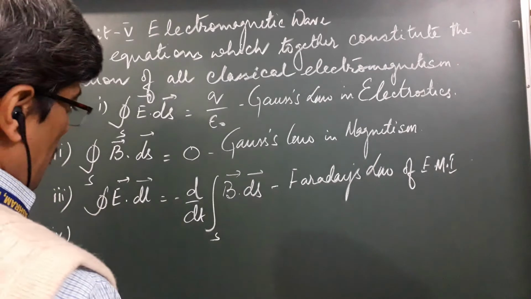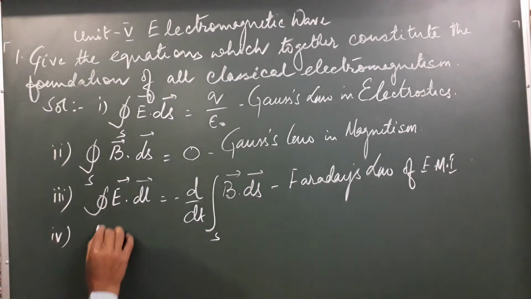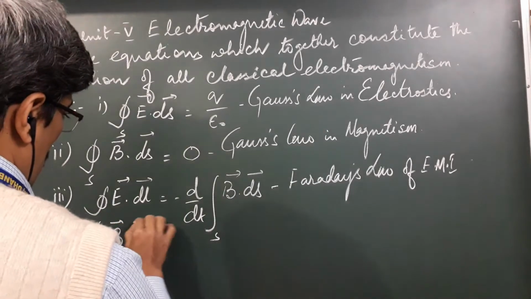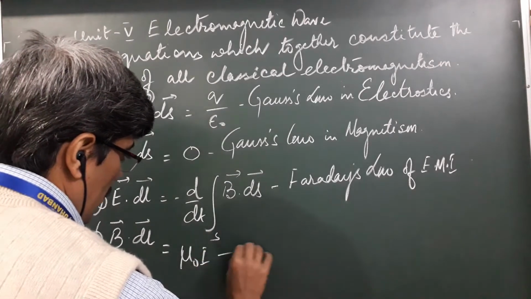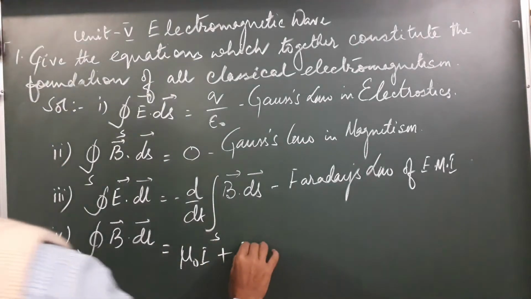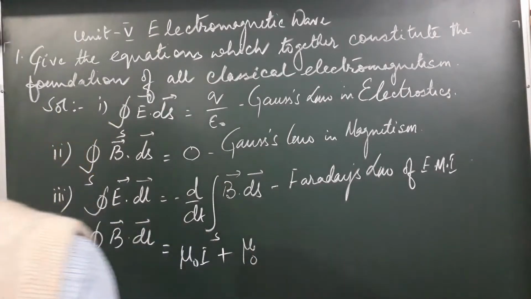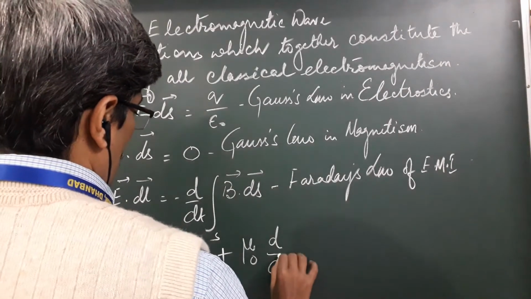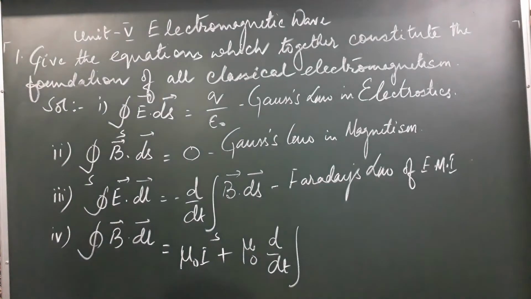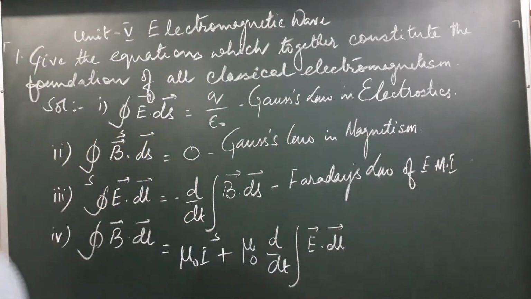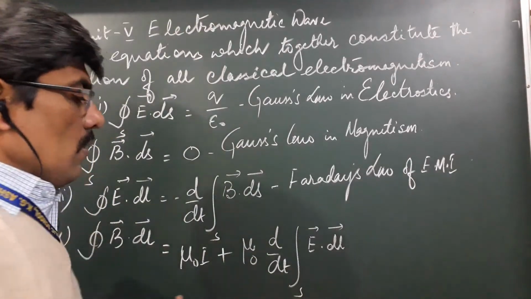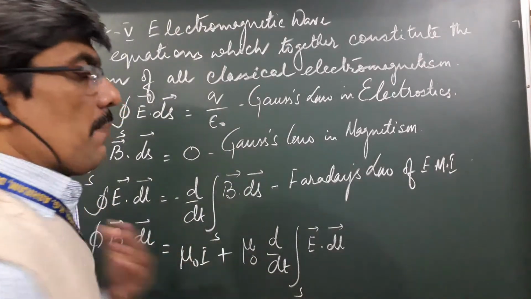This is the fourth one. The fourth equation is integral B dot dl equals mu naught I plus mu naught epsilon naught d/dt of integral of E dot ds over a surface. This is the modified expression of Ampere's circuital law.